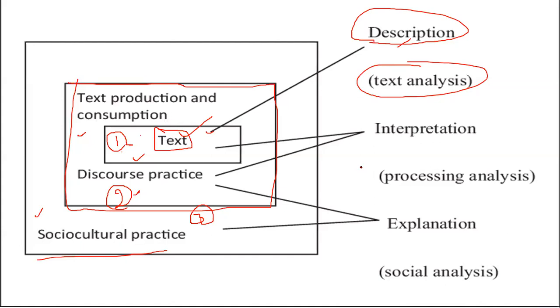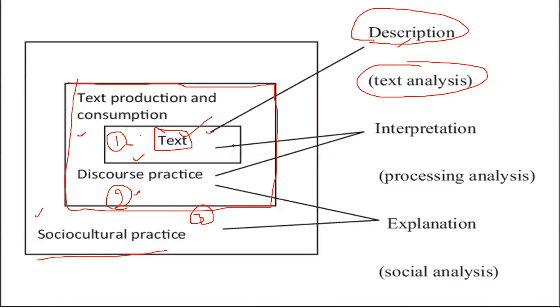So we go for the textual analysis first. In the textual analysis, our focus is on the text, on the language itself, the various linguistic features of the language, and the various semiotic features of the language, such as colors, parallelism, the font size, the shape, each and everything included. So the very first dimension is the textual analysis.